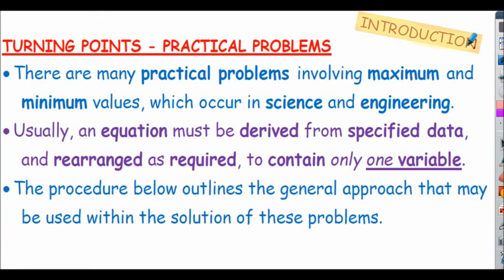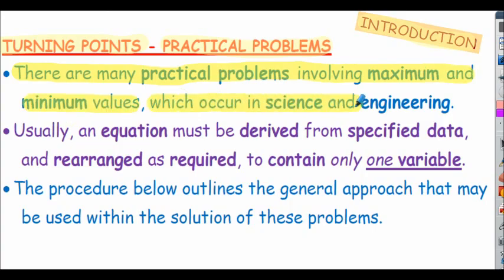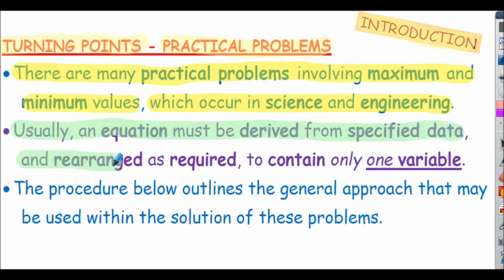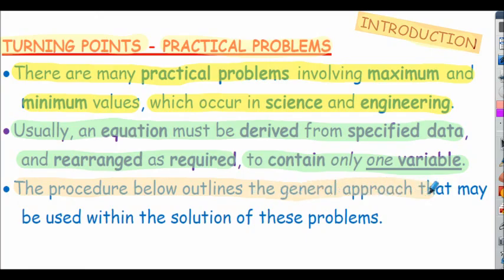Here's a very brief introduction to the calculation of turning points related to practical problems. There are many practical problems involving calculating the maximum and minimum which occur in science and engineering. Within such problems, usually an equation must be derived from the specified data given in the question and rearranged as required to contain only one variable. Typically that variable is x, but it can be any parameter that the question requires us to determine. The procedure on the following slide outlines a general approach that may be used within the solution of these problems.